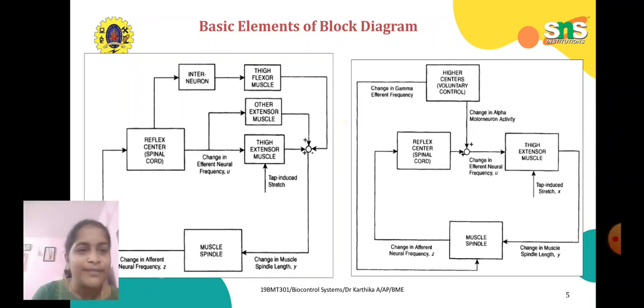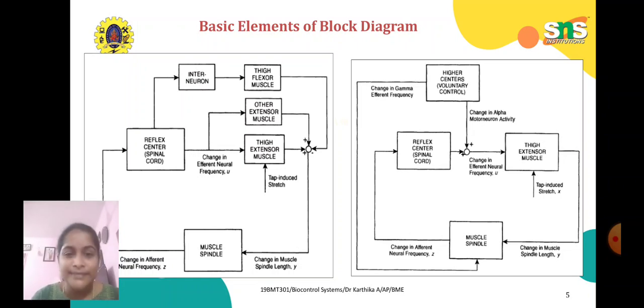In the second part we have higher centers, a voluntary control, and here the change in gamma afferent frequency is connected, and we have reflex centers at the spinal cord, and we have the change in afferent neural frequency Z, which is coming from the muscle spindle. The input to the muscle spindle is the change in muscle spindle length Y, and here we have the change in afferent neural frequency U, which is fed into the thigh extensor muscle, and the thigh extensor muscle has one more input, tap-induced stretch, which is X, and which is connected with the muscle spindle.